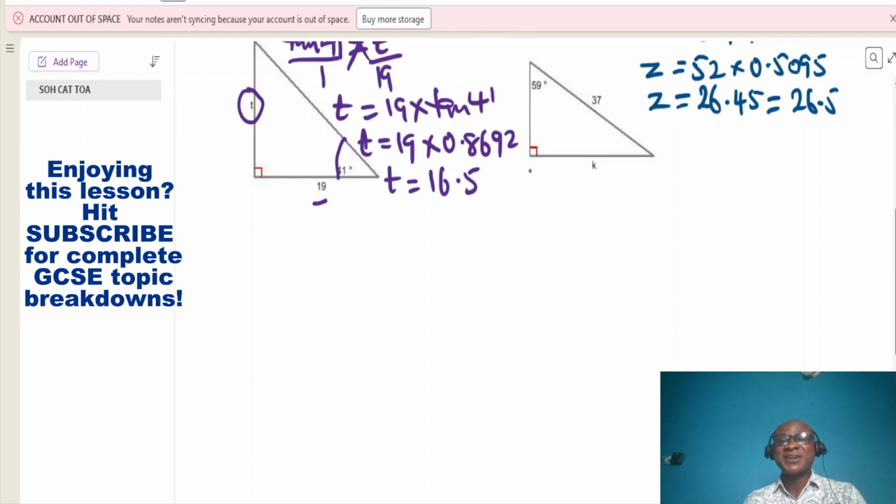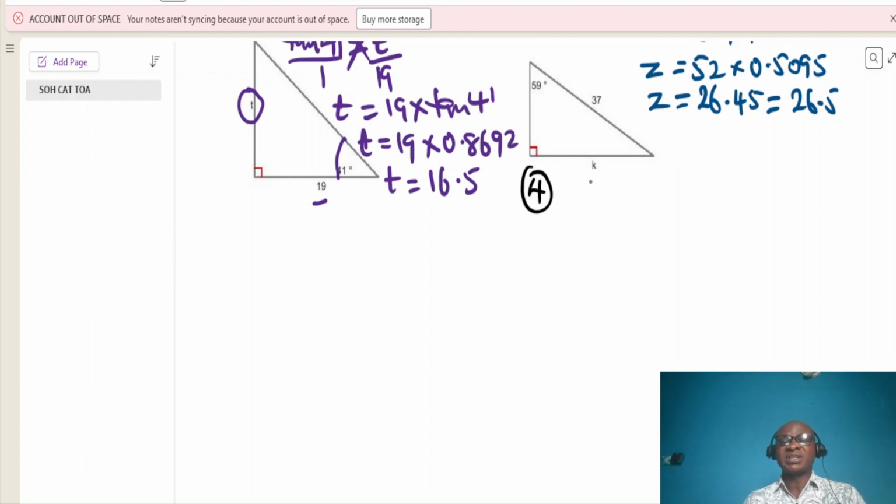I love that. So for number 4, I am looking for K. K is the opposite. On the adjacent, I am not given anything, question mark. And the hypotenuse is given to me. So using opposite and the hypotenuse, I am going to make use of sine, meaning that sine 59 is going to be equal to K all over 37, the hypotenuse side.